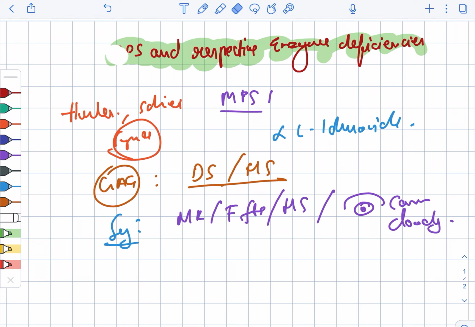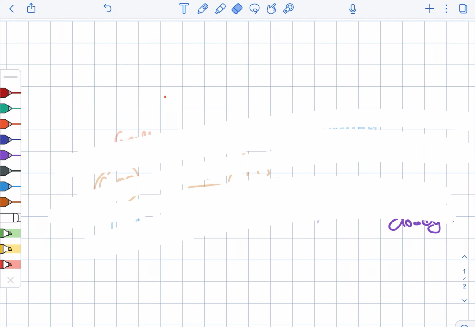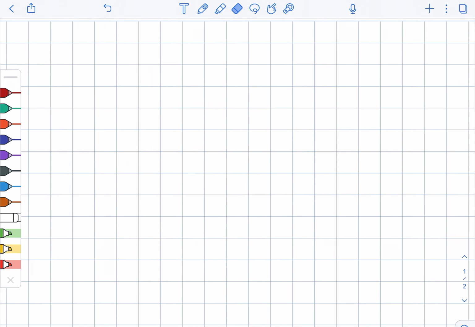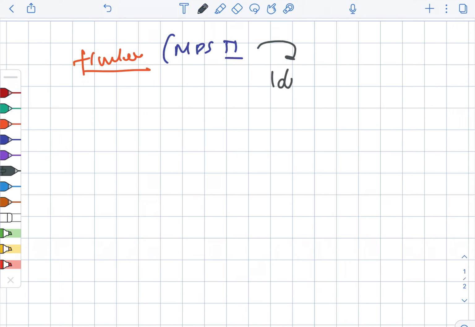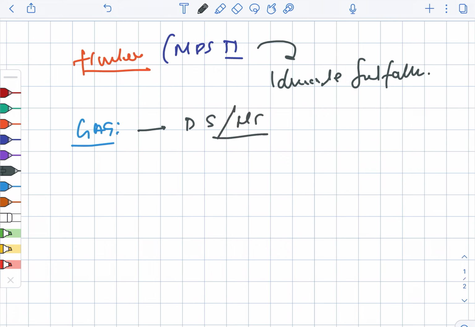Next, looking at the next disease, it includes the Hunter syndrome. In terms of the Hunter syndrome, it is the MPS 2, and the enzyme deficiency is the iduronate sulfatase. And here the GAG that is affected is also the dermatan sulfate as well as the heparan sulfate. The symptoms include the mental retardation.